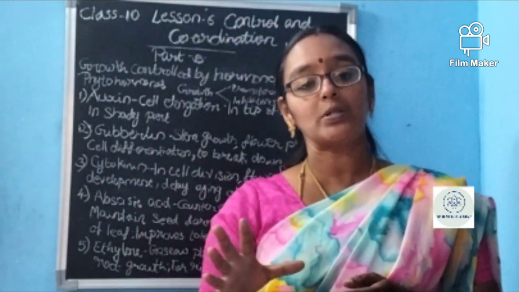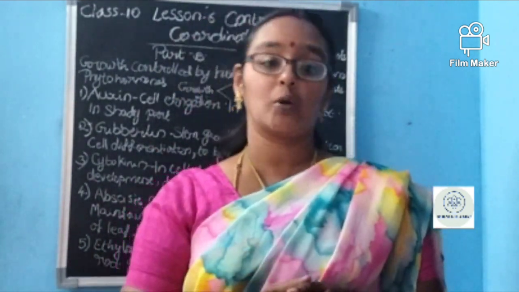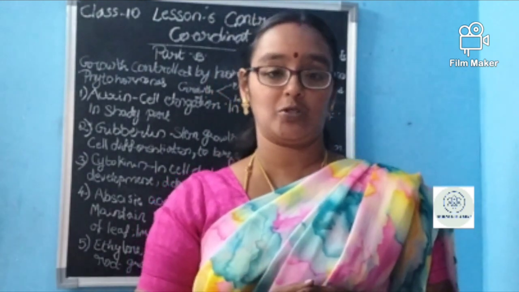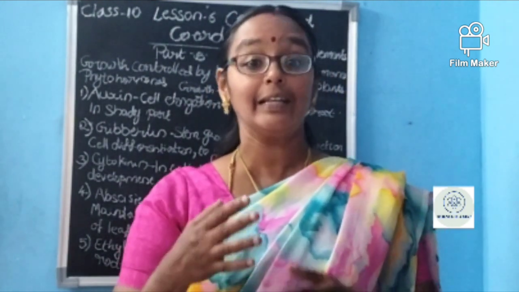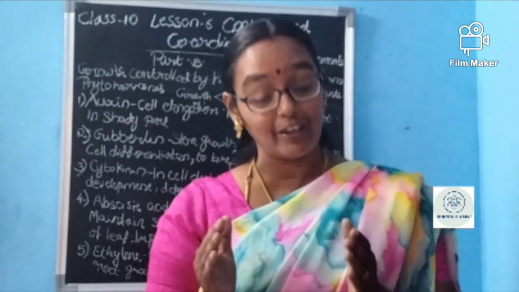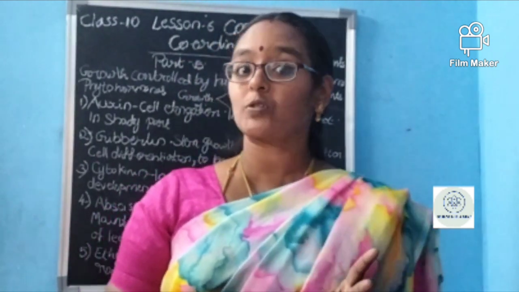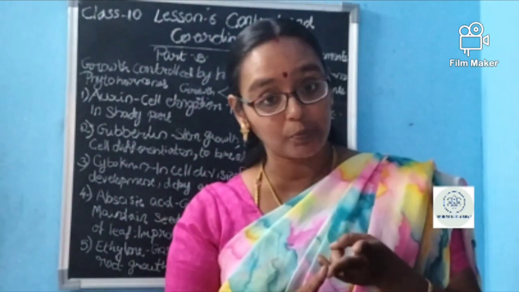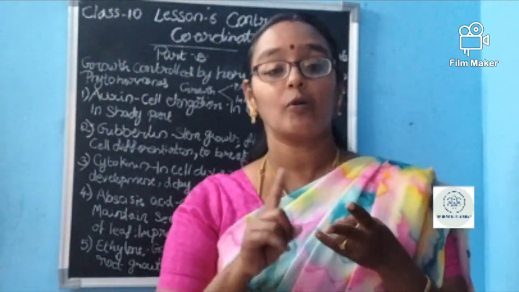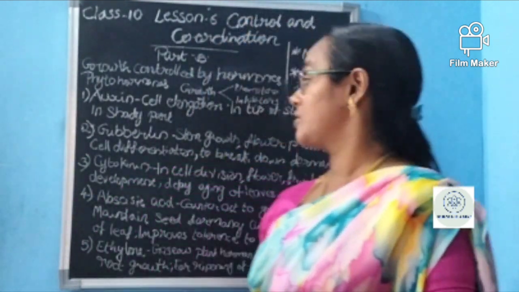Actually, plant hormones can be of two types. They are growth promoter hormones and growth inhibitor hormones. You may wonder, is there any inhibitor hormone present in plants? Yes, plants have growth inhibitor hormones. So two types of hormones: one kind is growth promoter hormones and the other kind is growth inhibitor hormones.